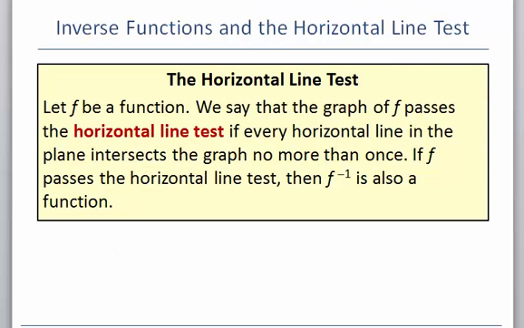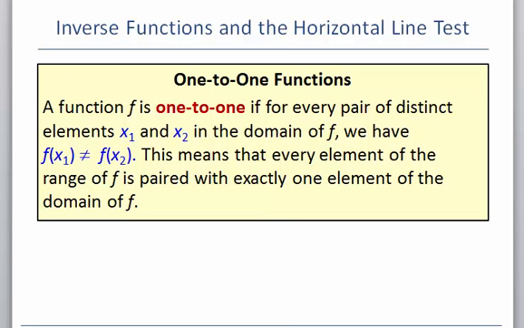So now let's move away from the relation idea and talk more about functions. So we want to introduce the horizontal line test. This says, let f be a function. We say that the graph of f passes the horizontal line test if every horizontal line in the plane intersects the graph no more than once. If f passes the horizontal line test, then f inverse is also a function. Okay, so this is very similar to our vertical line test that we use to determine if a graph is a function, but this time we're going to draw our lines across instead of up and down.